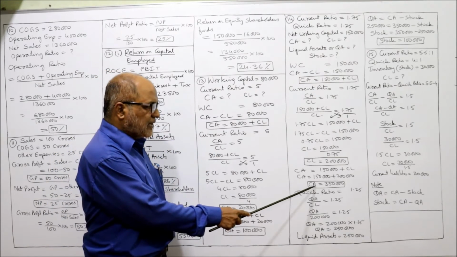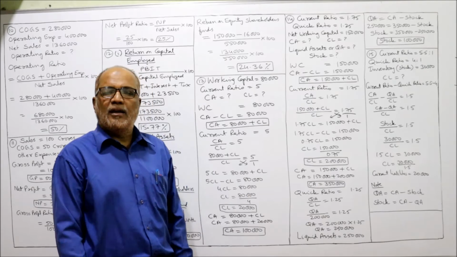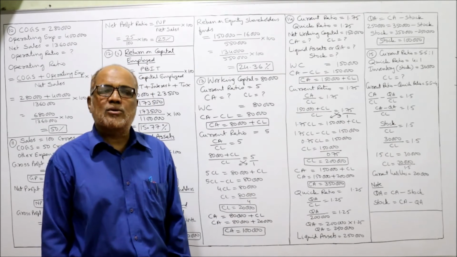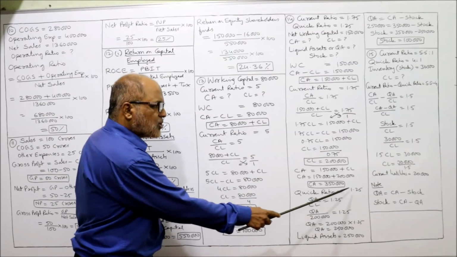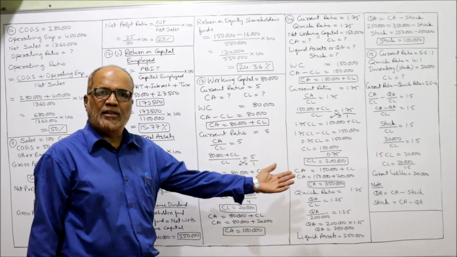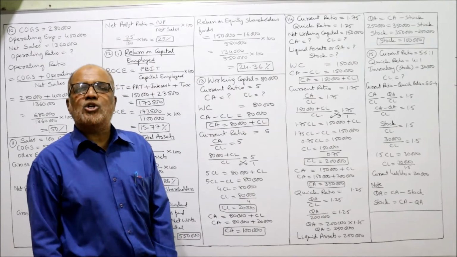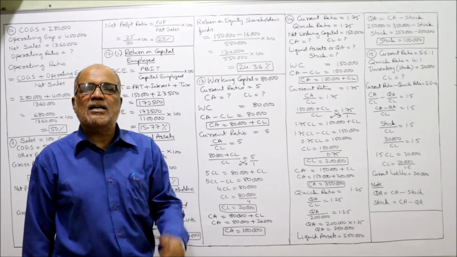Current asset 3,50,000, current liability 2 lakh. Now we have to find out the liquid assets, quick asset. The quick ratio is 1.25 given in the problem. Now what is the formula for quick ratio? Quick asset by current liability.